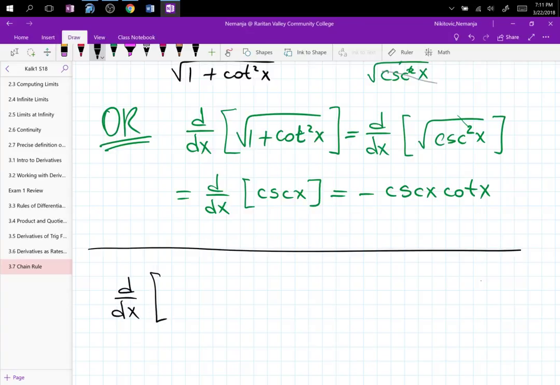So what is the derivative of a to the x squared plus 1 divided by x cubed minus 9x?